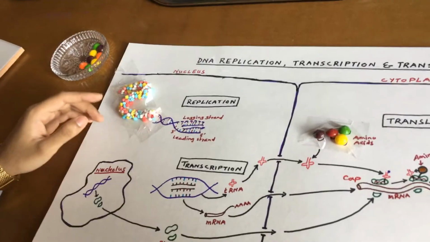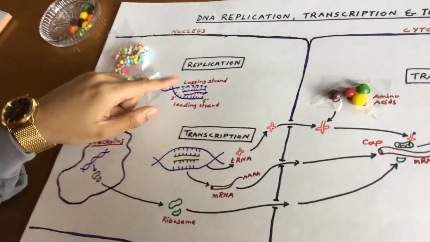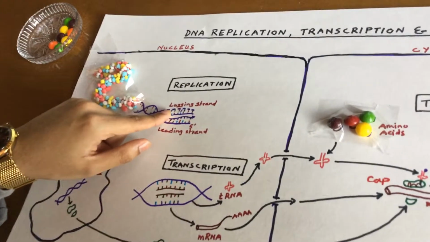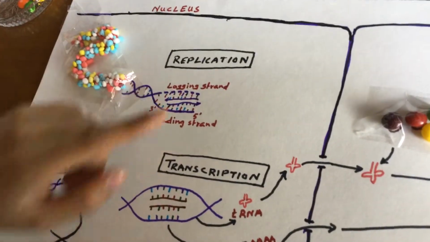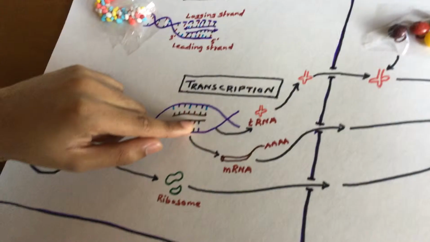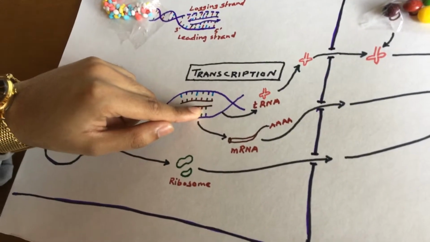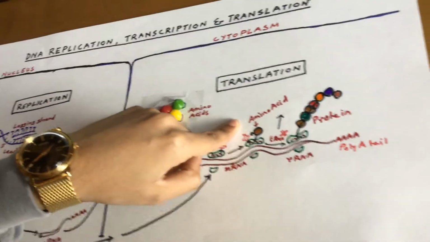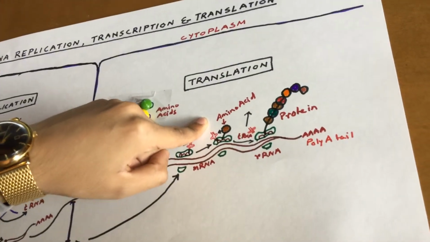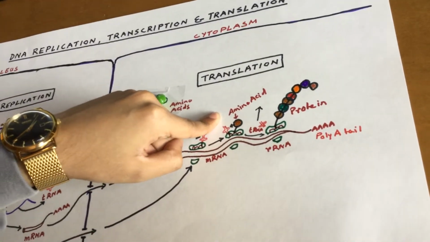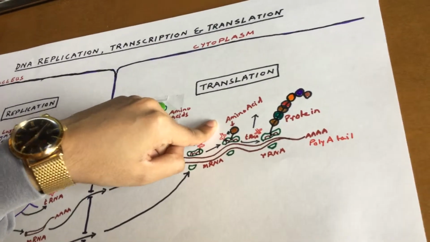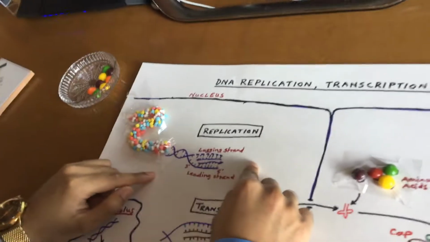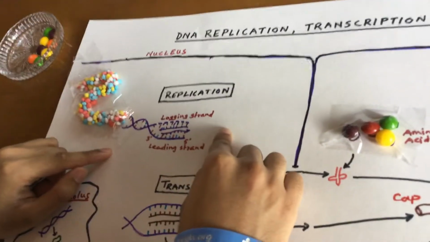Replication is a process that produces two identical DNA replicas from one original DNA molecule. Transcription over here is the process where a particular segment of DNA is copied into RNA. Translation, on the other hand, is the synthesis of a protein that is directed by a mRNA template. I will first explain the process of DNA replication.